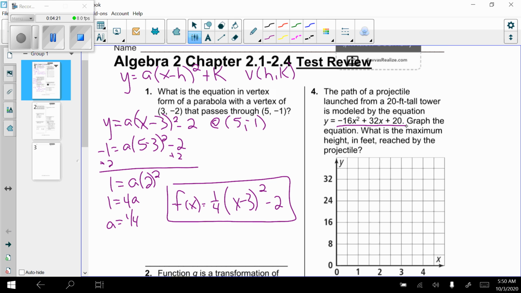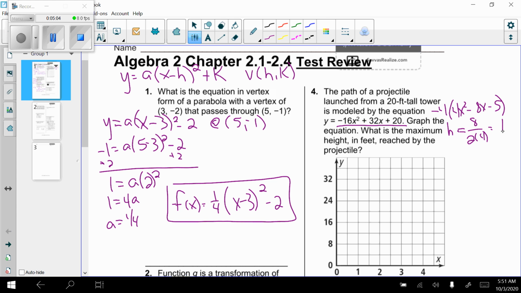So -16x squared plus 32x plus 20, I want to make my life easier and see, can I factor anything out? I can go ahead and factor out a -4. So if I factor out a -4, I am left with 4x squared minus 8x minus 5. So now I'm going to find my vertex using that same formula. h equals -b divided by 2a. So -b is +8 this time, divided by 2 times 4. So 8 divided by 8 is 1.